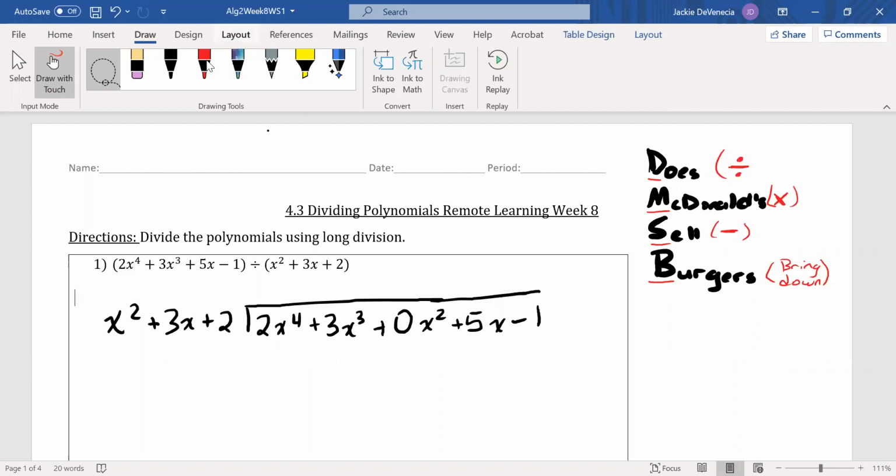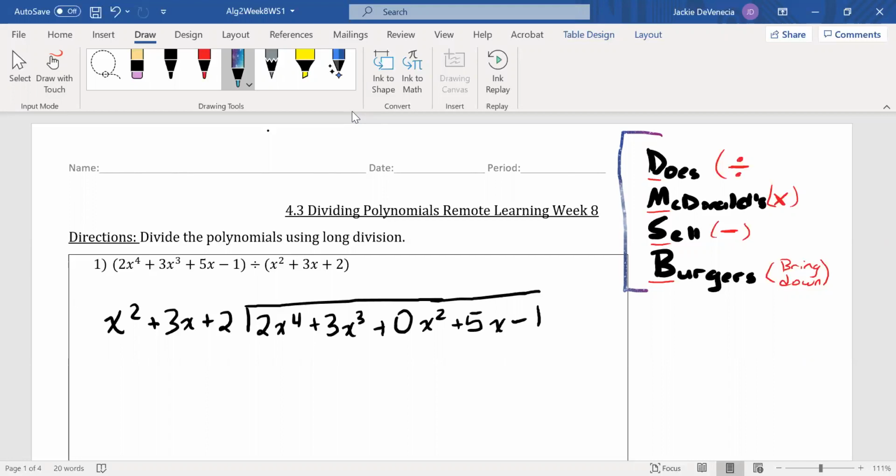So on the side right over here, we have this acronym that can help us remember the steps of long division. So this acronym is called, Does McDonald's Sell Burgers? And now each of these letters, they're underlined because they stand for a specific operation or a step.